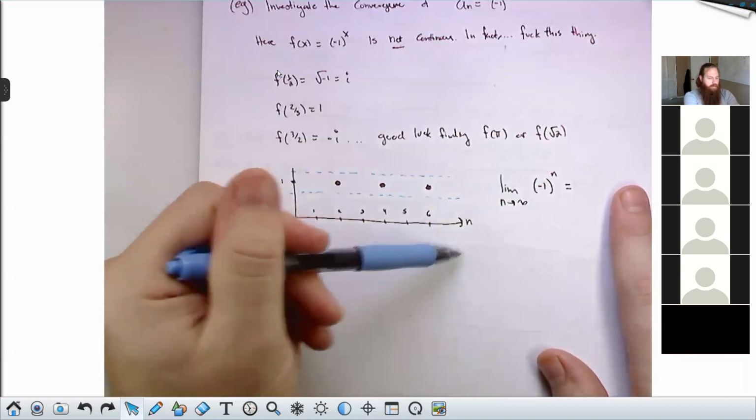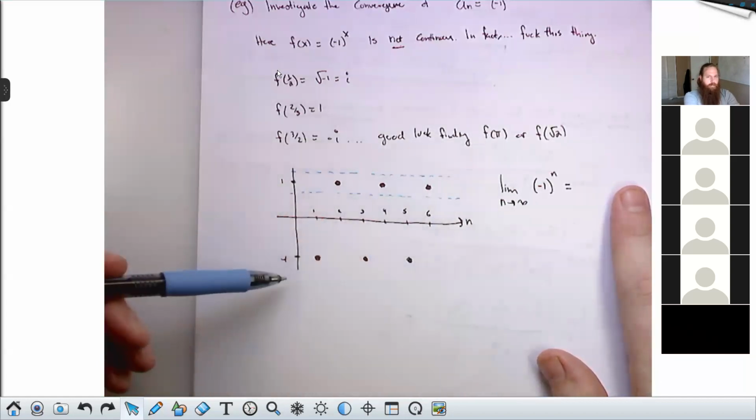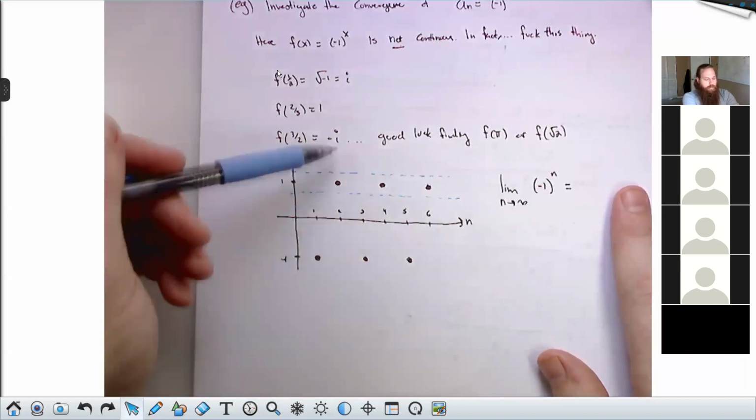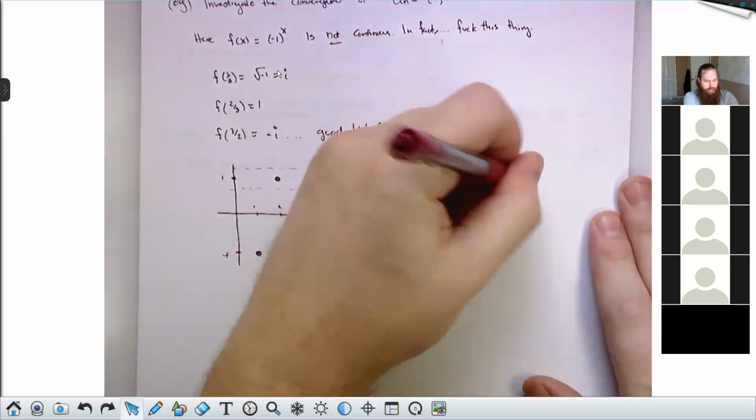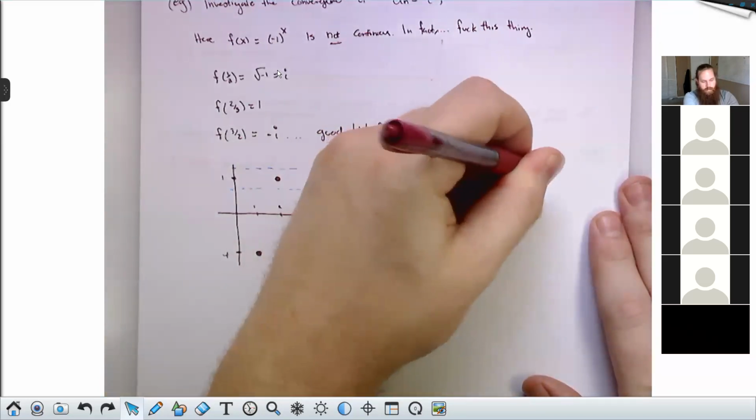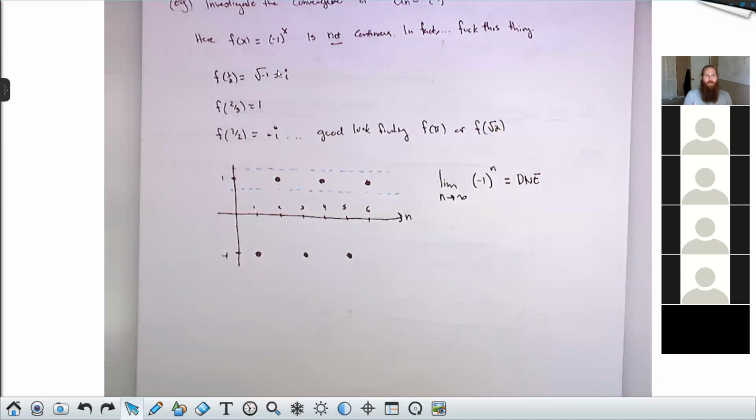And if you tried to draw that same sort of window around -1, the same problem happens. You're always going to have other terms popping out of that window. So it certainly isn't 1, and it certainly isn't -1. This limit does not exist. There is no number L here which satisfies that definition, that all the terms eventually get close and stay close to L.